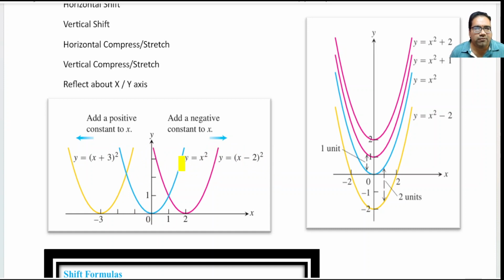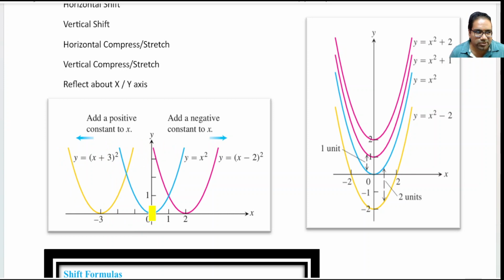See, every point will shift towards the right side by 2 units. This becomes this one, this becomes this one. So every point will shift 2 units. That is when you replace x with x minus 2. Similarly, this is f of x versus f of x minus 2. Similarly, if you replace x with x plus something, then the graph shifts towards the left side.